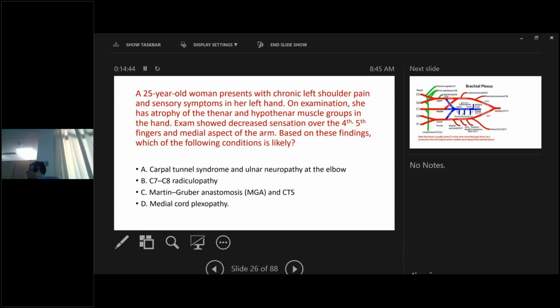Martin Gruber is an anomaly. It's an anomaly. It shouldn't give you that with carpal tunnel. So from the localization, this is C8 T1, medial cord or lower trunk. But we have medial cord here as an option.